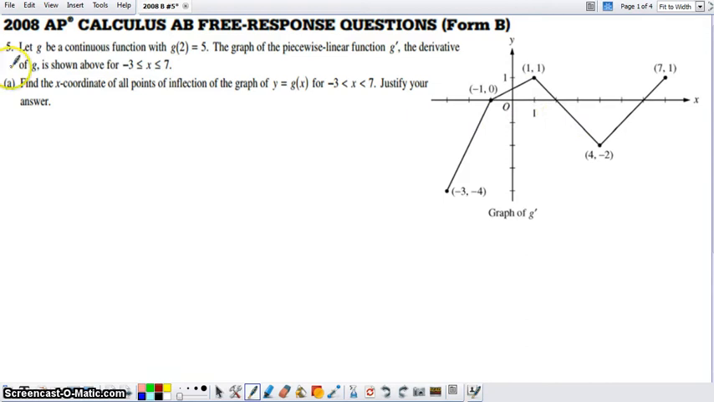What they ask us to do in part A is to figure out the x-coordinates of all the points of inflection on the graph of g. So we know that concavity and inflection points are determined by the second derivative. When the second derivative is positive, our graph's concave up, and when the second derivative is negative, our graph is concave down. So what we typically would try to do is build a sign chart for the second derivative in this case.